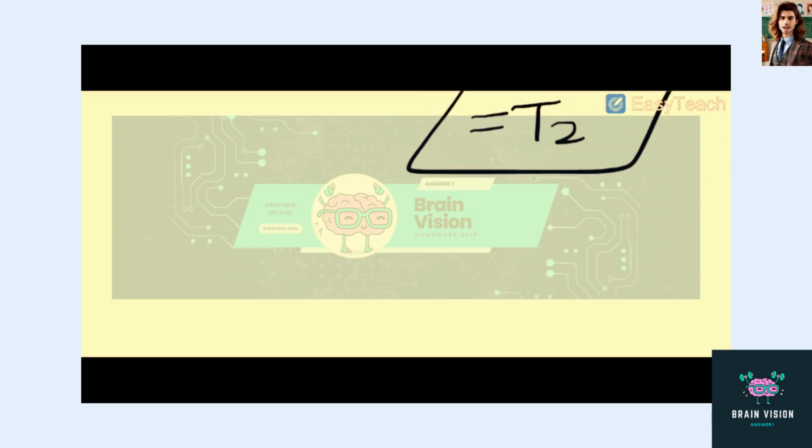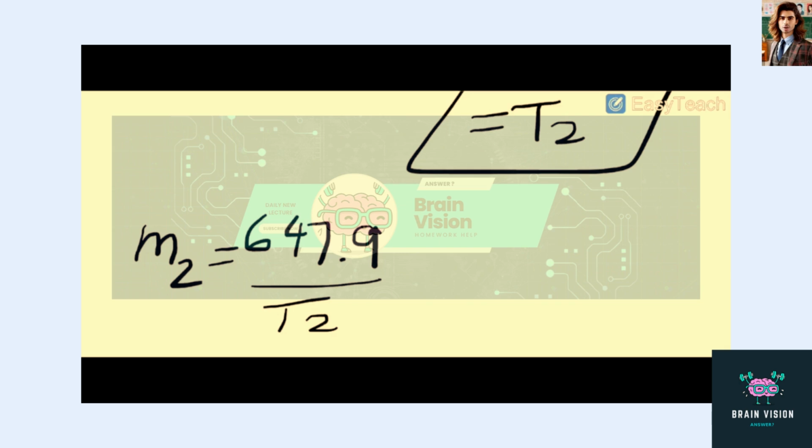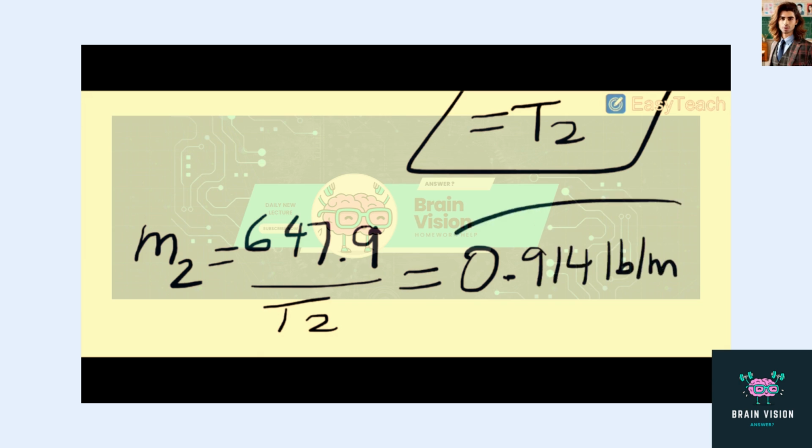Recall that our expression for T2 involved M2 as well. So we know that M2 is equal to 647.9 over T2. We can plug in for T2 and we see that M2 is equal to 0.914 pound mass. And that's our final answer.